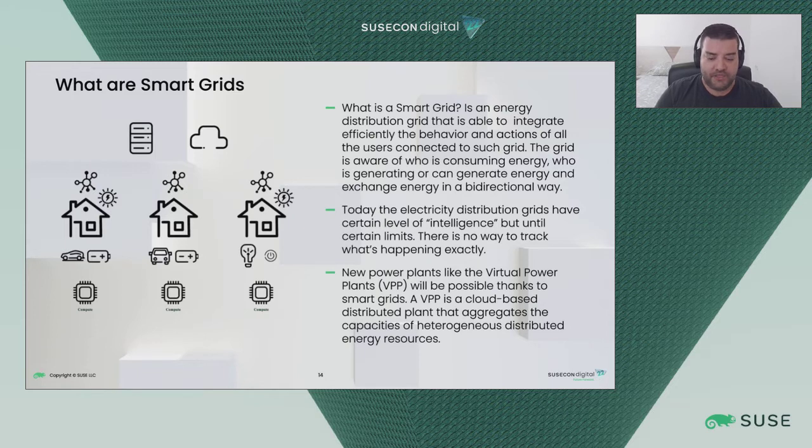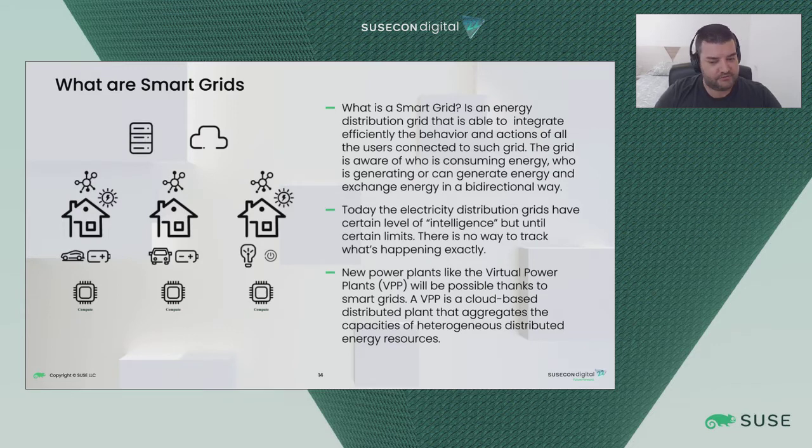So this opens a door. Having compute power available at home and having the homes connected to the internet opens the possibility of smart grids. Smart grids are aware of who is consuming energy and who is generating or can generate energy, and they can help the different houses or homes exchange energy in a bidirectional way. So we ensure that electricity is shared near where it's originated, and we make sure that we are being as efficient as possible. As of today, the power distribution grids or electricity grids are some kind of smart.